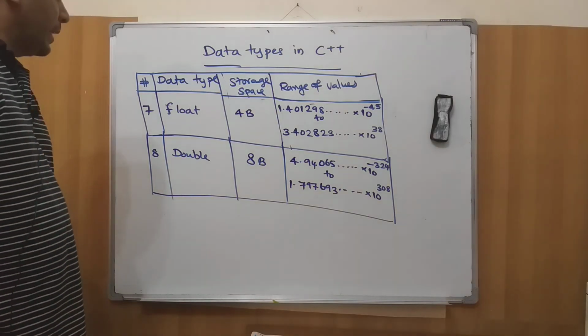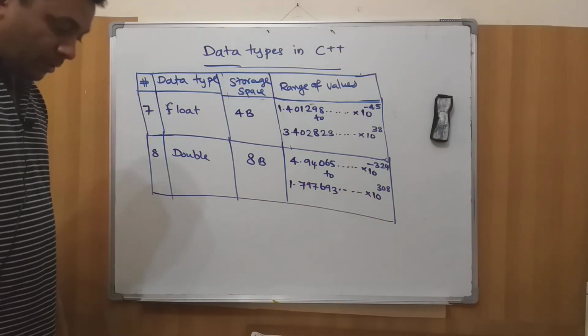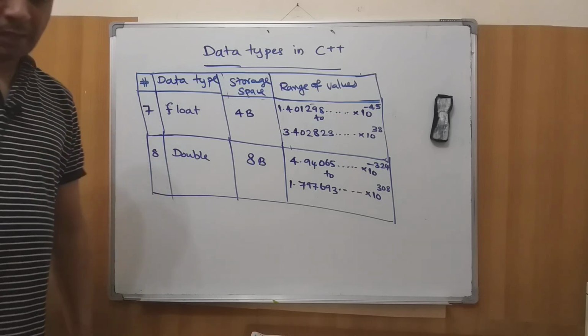So these are the different data types. This covers the most commonly used data types in C++.